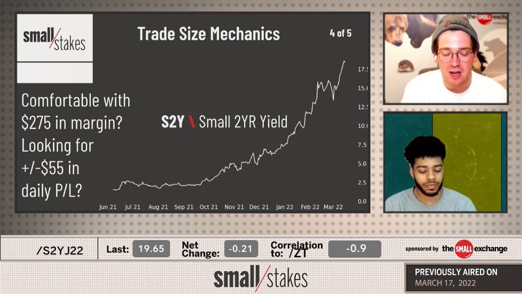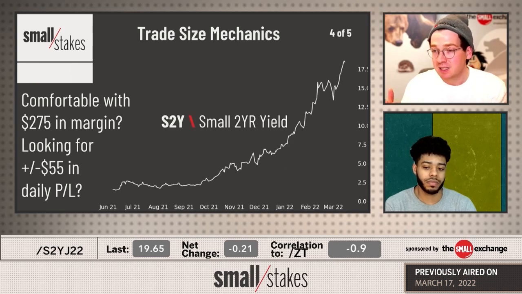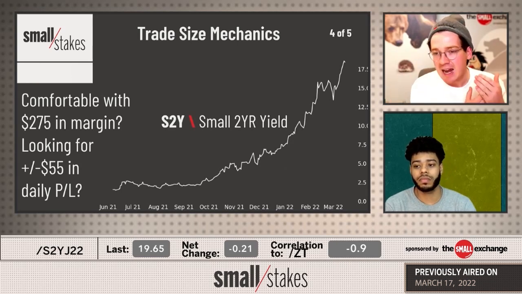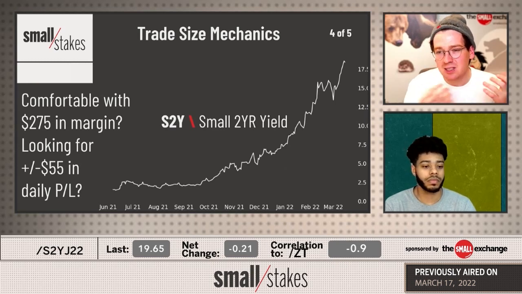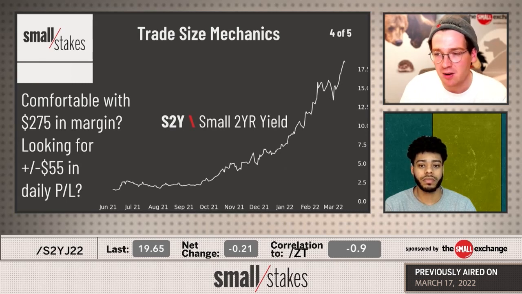Same as you go on to S2Y. This is a market that's kind of similar to crude in that it's at highs. It's moving around the most that it's moved around, but it's still only moving around $50 to $100 per day. It's margined at around $300. That back of the envelope math gets you to about $50, $60 per day.